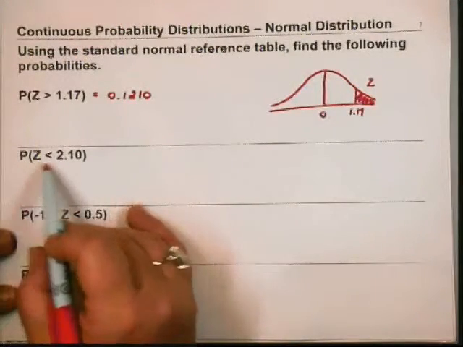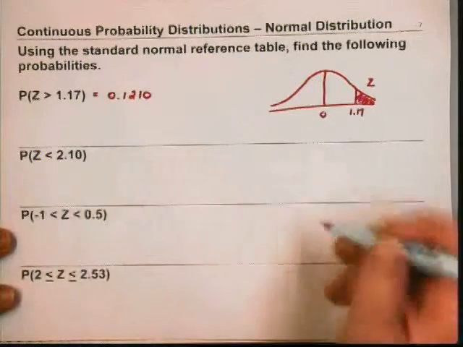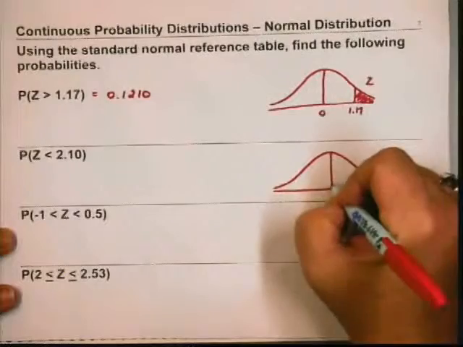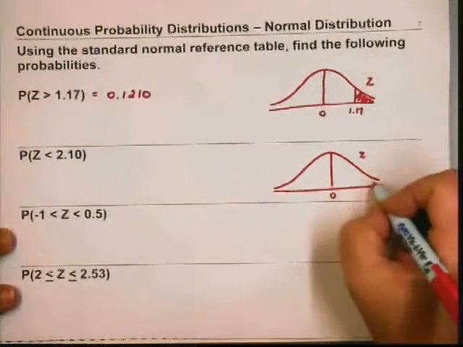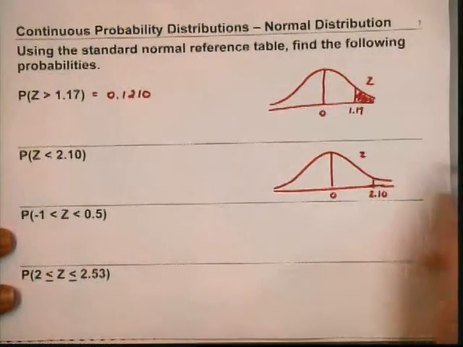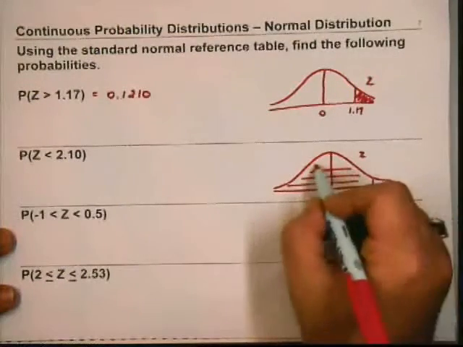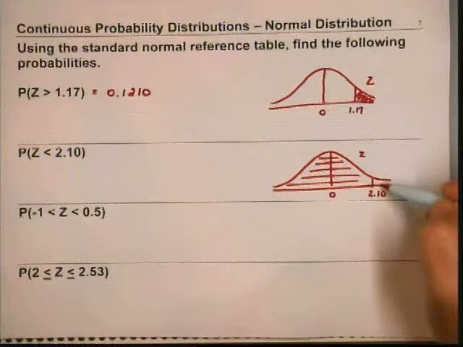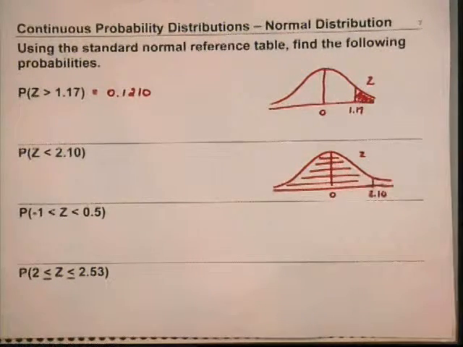What's the probability that z is strictly less than 2.10? Drawing z, 2.10 is over here. We want the probability that z is less than that, so we want this large shaded area. Okay, so the table's going to give me what? If I look up a z-score of 2.10, that number that I get is right-hand area.